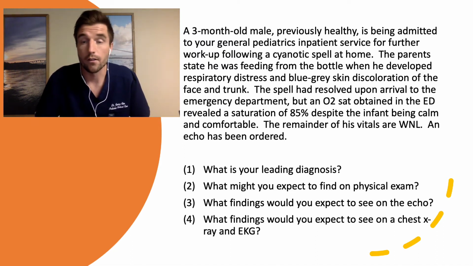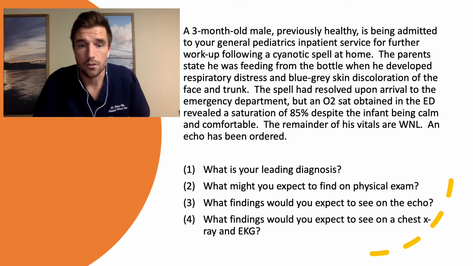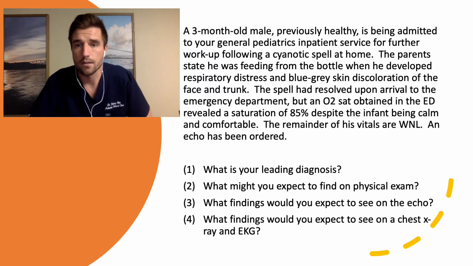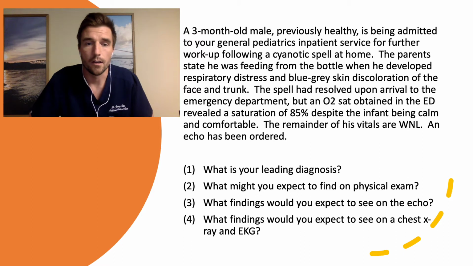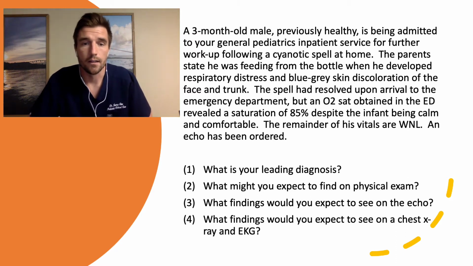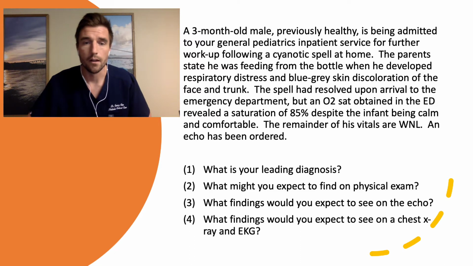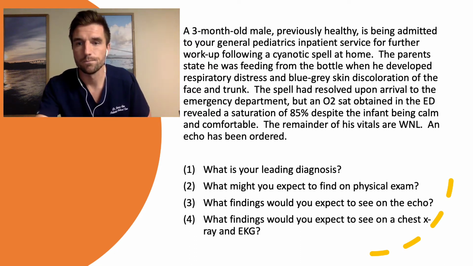And then finally, number 4, what findings would you expect to see on a chest x-ray and an EKG? Chest x-ray, this one's important for your boards, so take note of this, is the boot-shaped heart. We'll see that in the next slide. And then EKG findings, it's really non-specific for congenital heart disease, but it may clue you in. In Tetralogy of Fallot, you're very likely to see RV hypertrophy, right axis deviation, and you may even see right atrial enlargement as well. And we'll look at an EKG on the next slide.